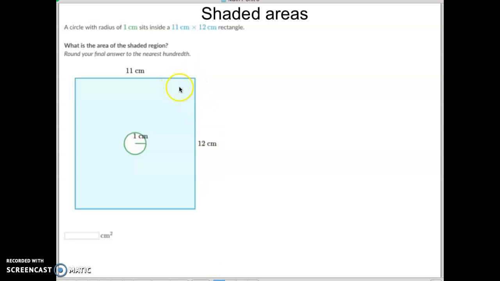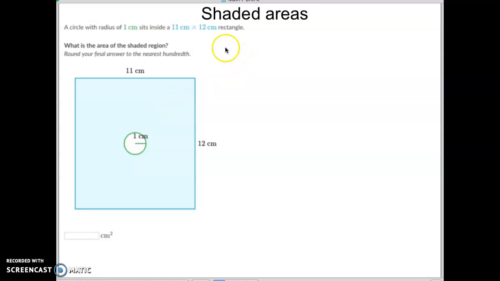So we need to find the area of the shaded region of this shape right here. You'll notice there's this little circle right here that is not shaded, and here's a big portion that is shaded. So we need to find the area of both this big rectangle and the area of this circle, and then subtract the circle away from the big area.